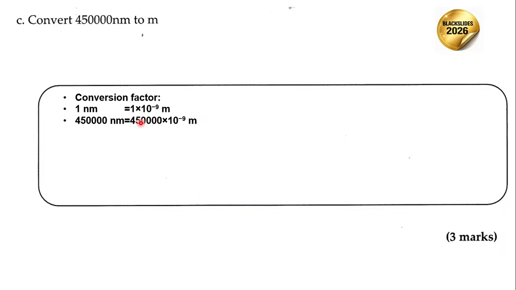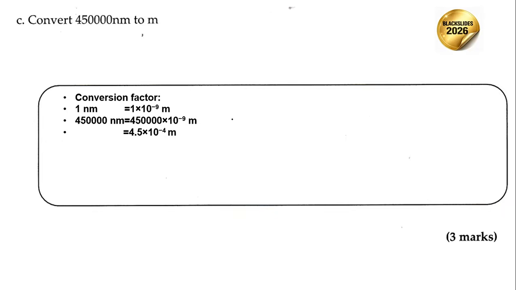Remember to express the 450,000 in standard notation, so scientific notation. So this will be 4.5 times 10 to the power 5 times 10 to the power minus 9. So that will give you 4.5 times 10 to the power minus 4. You need to understand this very well.